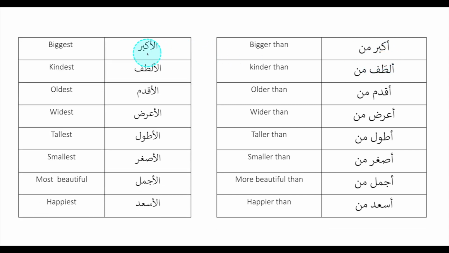Akbar becomes il akbar, altaf min becomes il altaf, aqdam becomes il aqdam, a'rad becomes il a'rad, atwal becomes il atwal, asghar becomes il asghar, ajmal becomes il ajmal, as'ad becomes il as'ad. Let me remind you again what we did here. First, we added the definite article to akbar, which is the comparative form. Then we deleted min, and simple as that, we ended up with a superlative. And that's how it works.